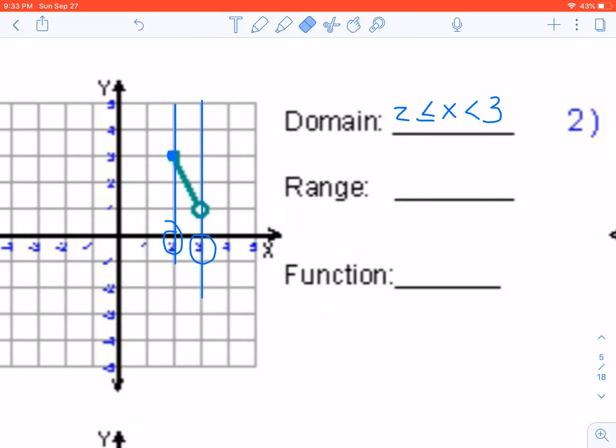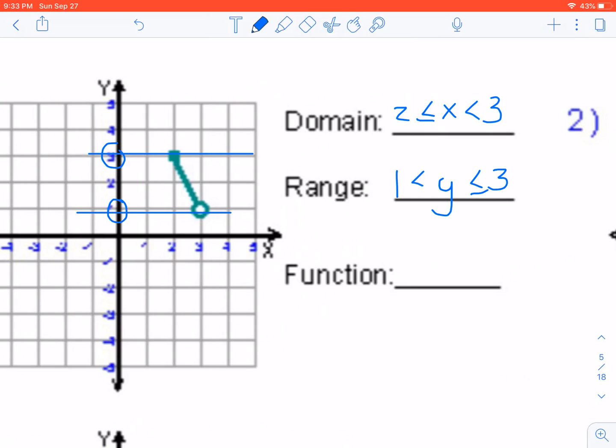The range is how far up and down it goes. So from here to here. So the lowest it goes is 1, the highest it goes is 3. So you write it as 1 less than y less than 3. Now it never actually touches 1, so we leave it as less than, but it does actually touch 3, so we write less than or equal to.